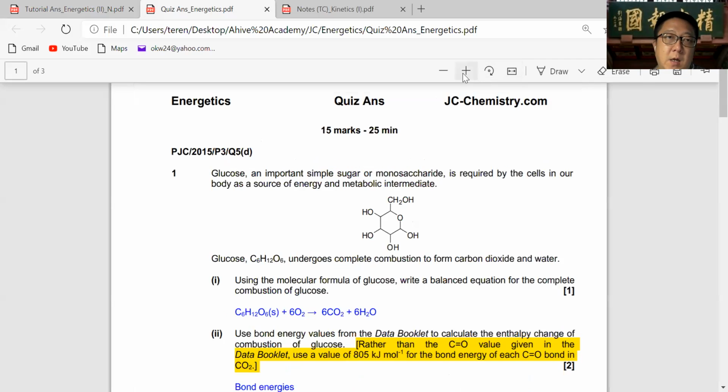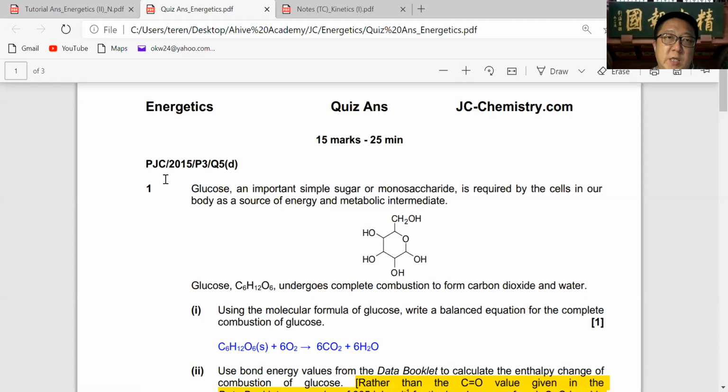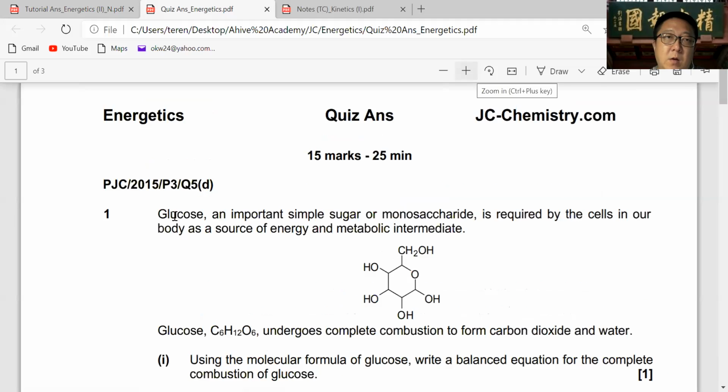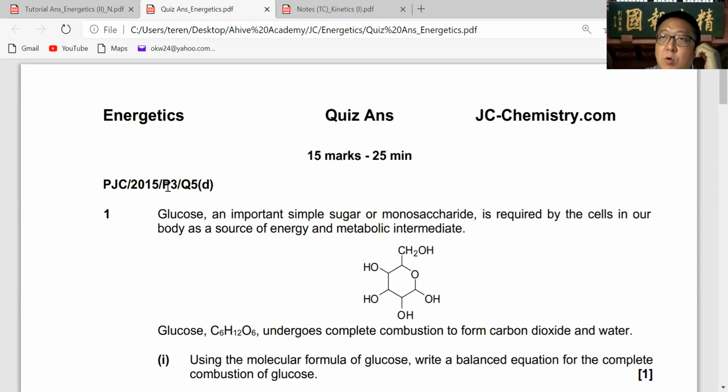Okay, you can see on the top here, these are PJC papers. If I'm not wrong, they book P3 in front. These are prelim papers. For your promo paper from J1 to J2, usually they don't distribute paper 3, as there are too few topics to test already. So you see this paper 3, these are prelim questions. 2015 PJC, Pioneer JC, prelim paper, and then the question.